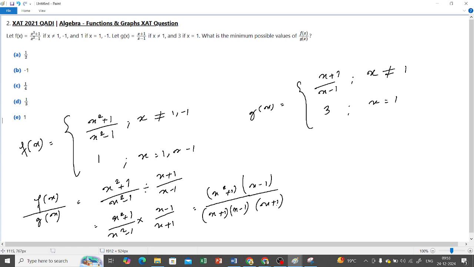(x + 1) whole. Now these two get cancelled out. We get (x² + 1)/(x + 1)², right? Now see, this is of course greater than 0. x² is always positive, or maybe equal to 0. (x + 1)² is always greater than 0. So this thing is always positive, greater than or equal to 0. So what is the minimum possible value of f(x)/g(x) that I need to find out?